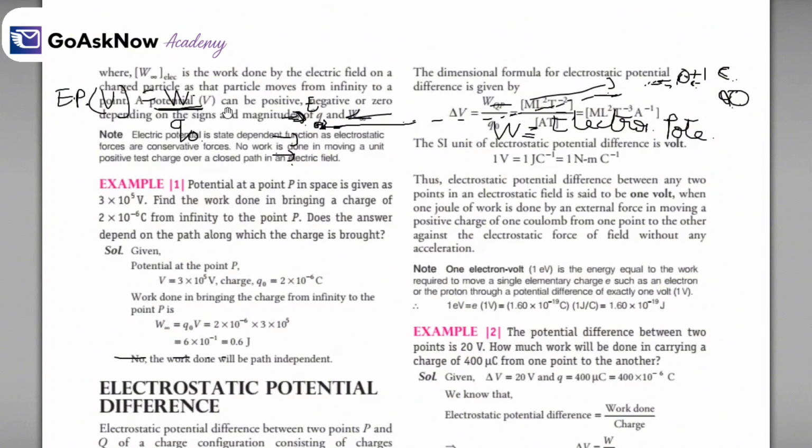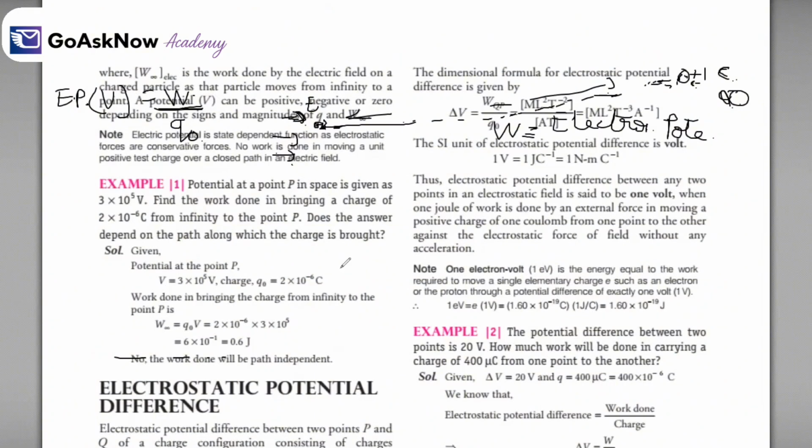Electrostatic potential can be positive, negative, or zero depending on the signs and magnitudes of Q and W. So it can be positive, negative, or zero. It depends on the magnitude of charge and the work done. Now we will discuss an example. So just remove these drawings.